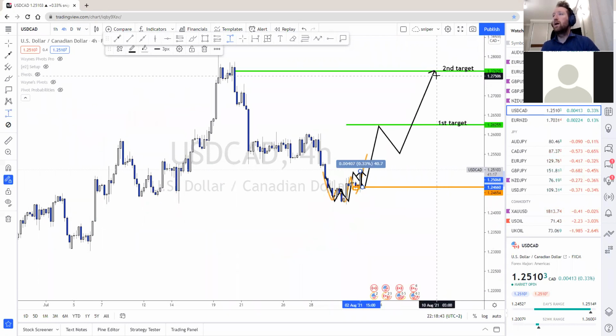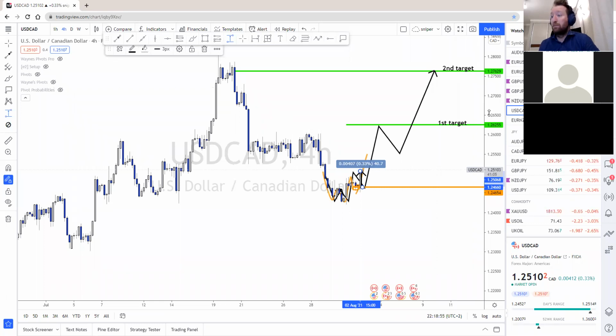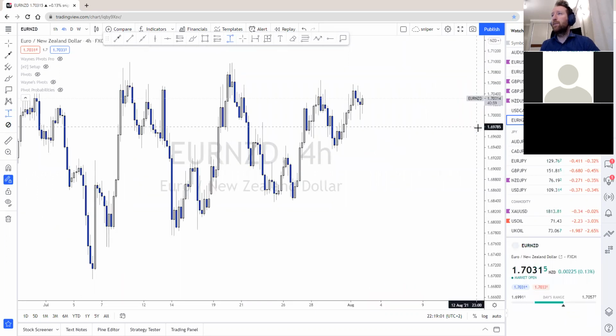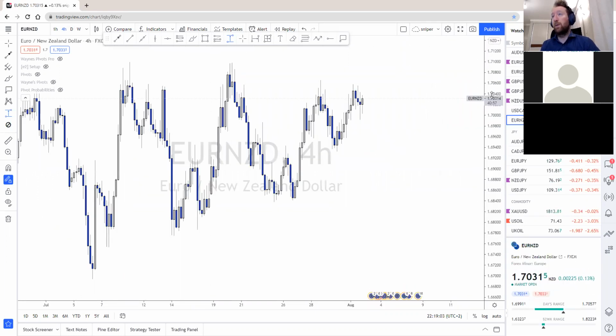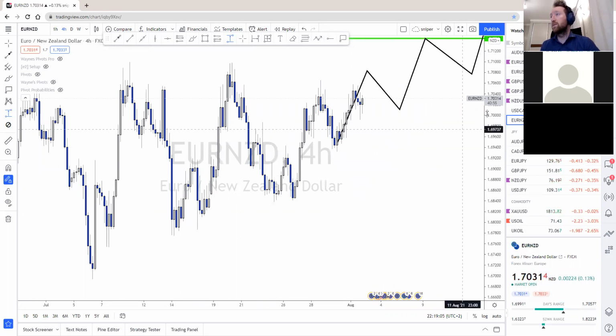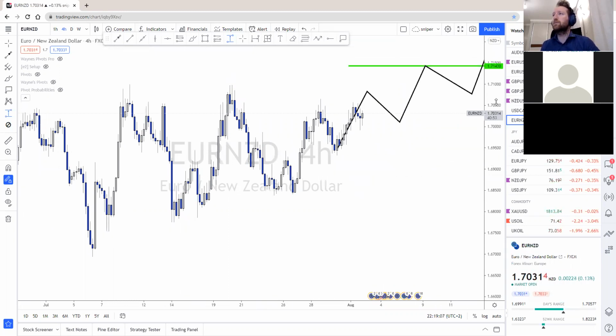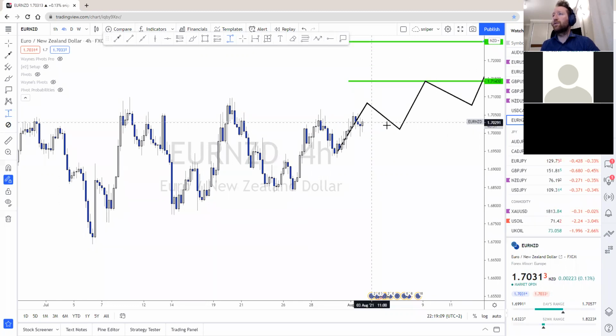I don't have too high hopes for CAD this year round, but maybe I'll get surprised. It's already started off at a good spot, and then we shall see. Euro New Zealand, I pointed out that something could happen, maybe something would go higher. It started off great, came back to some kind of support here.